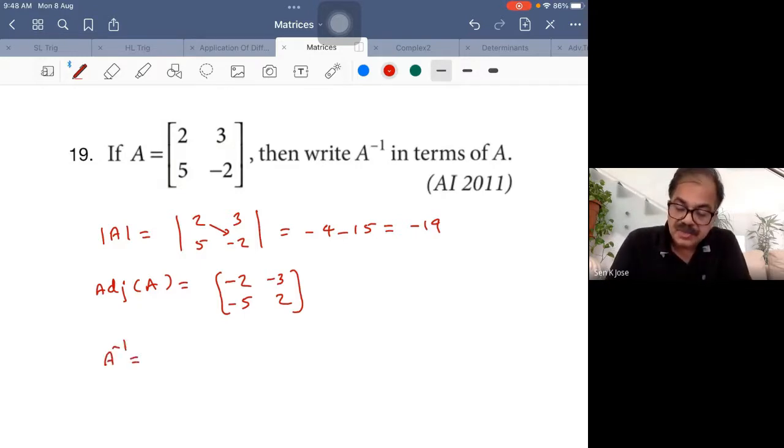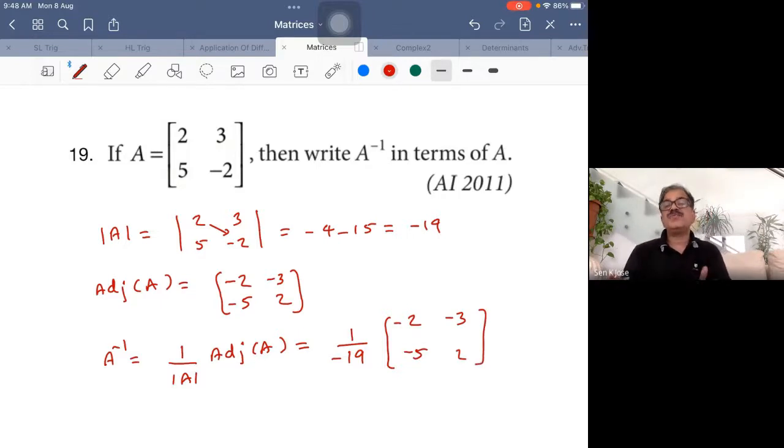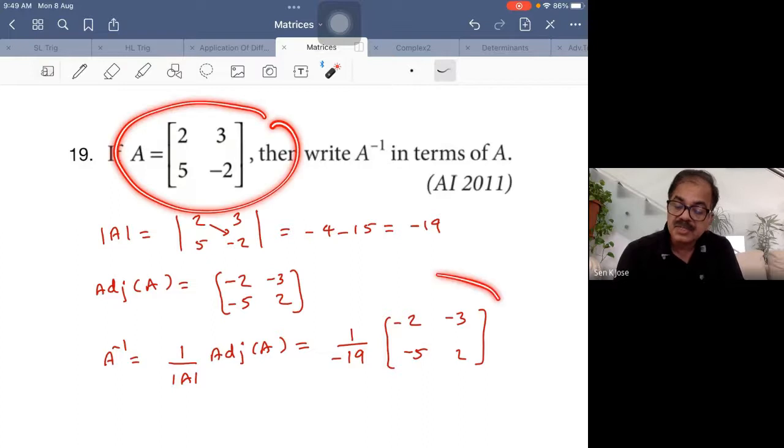Now we find A inverse. What is A inverse? 1 by determinant A into adjoint of A. So 1 by determinant A is 1 by -19, into adjoint of A, which is -2, -3, -5, 2. This is A inverse. If they had asked for A inverse, I would have stopped here. But here the question is, find A inverse in terms of A. You want A inverse in terms of A, which means your A has to come back here. Do I see some connection between these two?